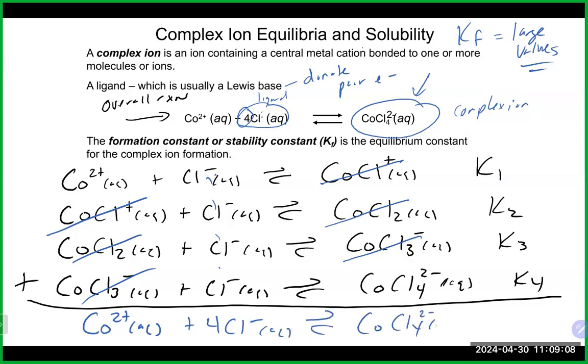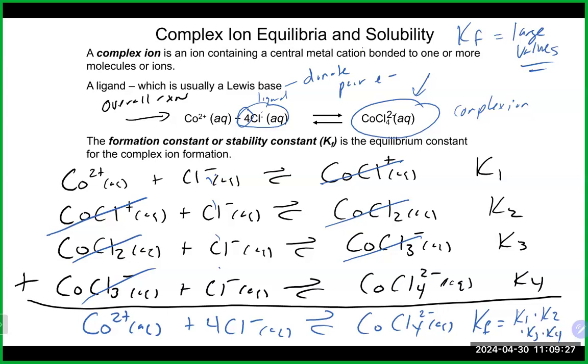And if I did not have the Kf value in this case, I would find it by doing what with all those individual ones? Do we add them? Do we multiply them? We do multiply them. You would multiply all those K values together, right? And that will give us our Kf value if you're not given it.